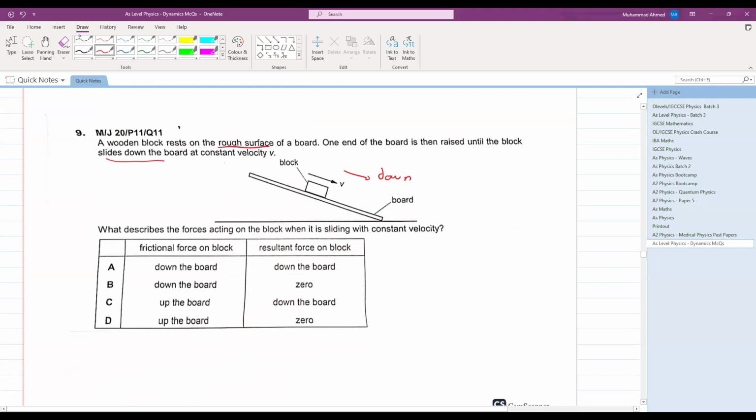Where will the frictional force be? Frictional force always opposes the motion, so it will act upward, up the board. Okay, so A and B will get cancelled out. Perfect. And it is moving at a constant velocity. Whenever you are moving at constant velocity, your resultant force is 0. Which option will be correct? D is the correct answer.